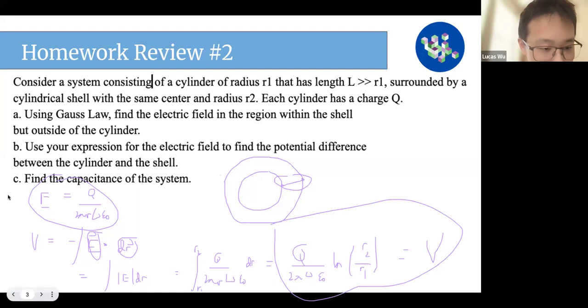Right. And let's go on to part C, find the capacitance of the system. Okay, we already got our answer for V, right? And remember we have that for a capacitor, Q equals C times V, right? So your C would just be Q divided by V. And in this case, C would be equal to 2 pi L epsilon 0, divided by natural log of R2 divided by R1. That should be your answer for part C.